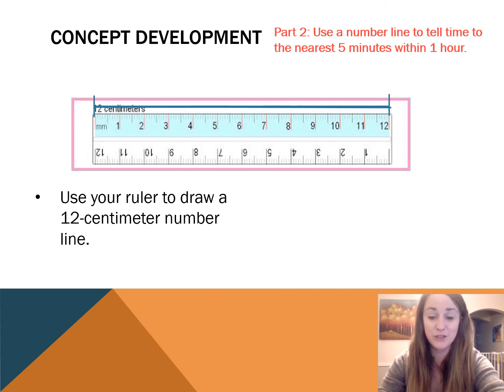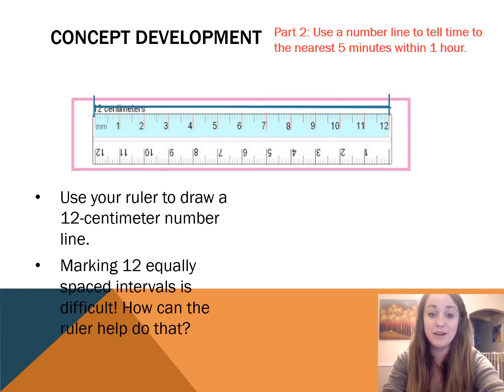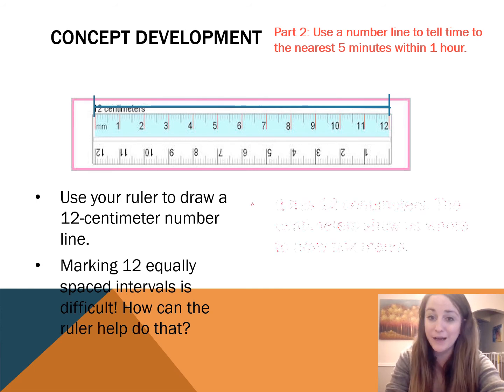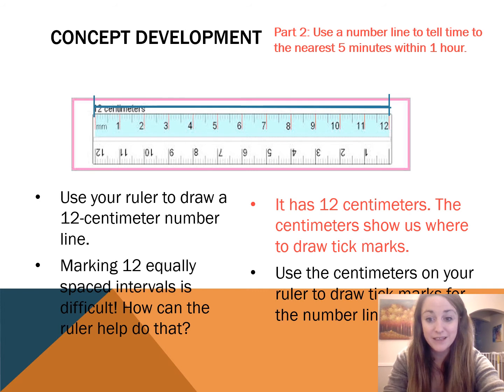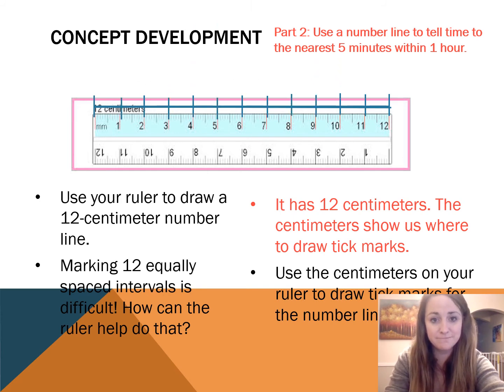Make sure you have your ruler on the centimeter side, and then on your piece of paper or whiteboard, draw a 12-centimeter number line. Marking 12 equally spaced intervals is difficult. How can the ruler help us? Well, it has 12 centimeters. The centimeters show us where we can draw the tick marks. Use the centimeters on your ruler to draw the tick marks for the number line. See how mine line up?